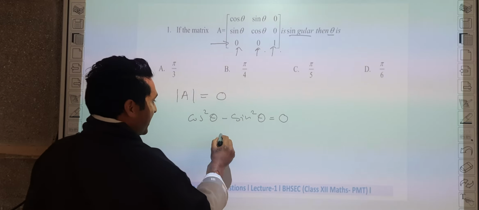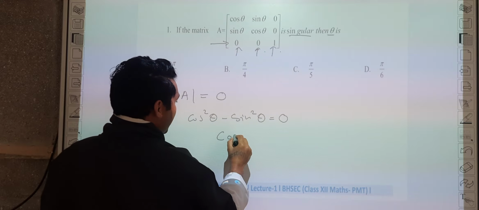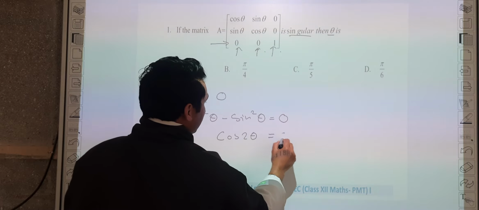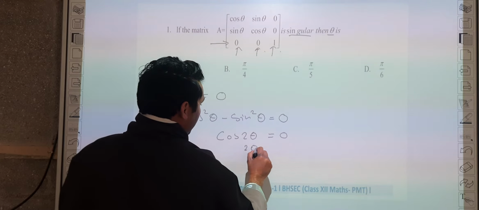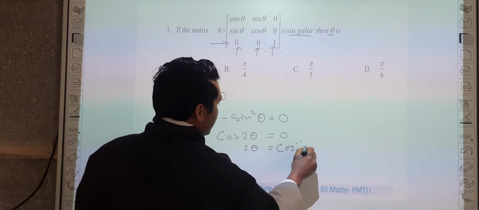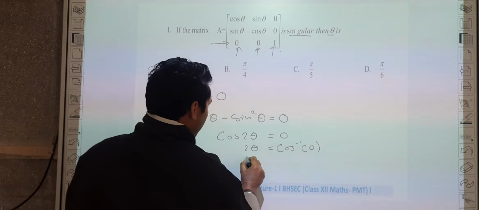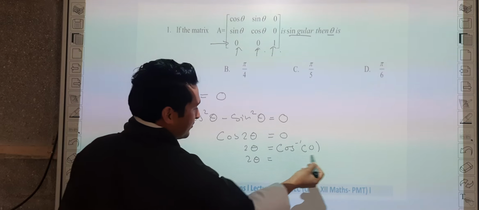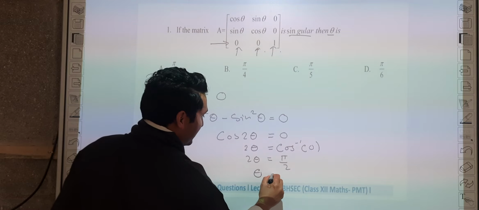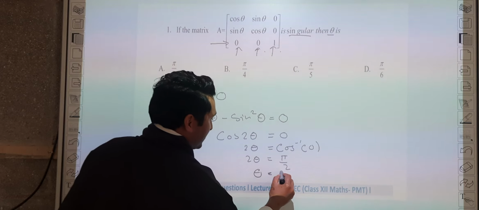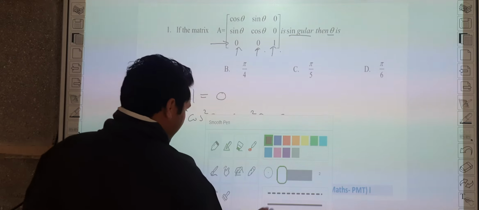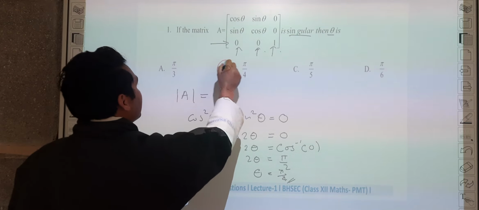By trigonometric identity, cos square theta minus sin square theta is cos 2 theta, which is equal to 0. So just keep 2 theta here, and taking this cos to the left side, it is cos inverse 0. So 2 theta is equal to cos inverse 0, which is 90 degrees, that is pi by 2. Just keep theta here and take this 2 to that side, so it will be pi by 4. For this reason, the correct option here is pi by 4.